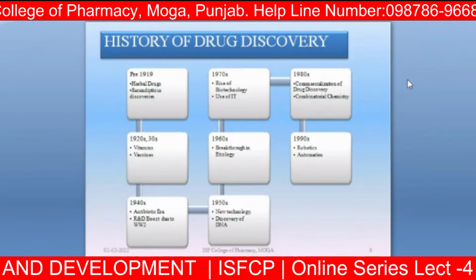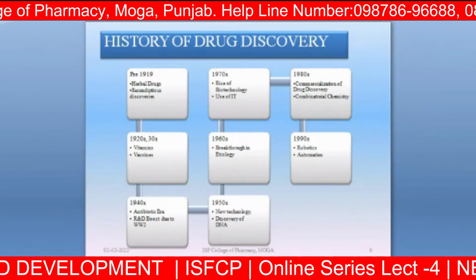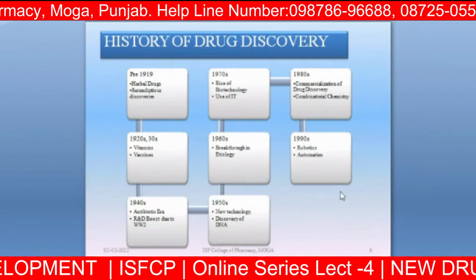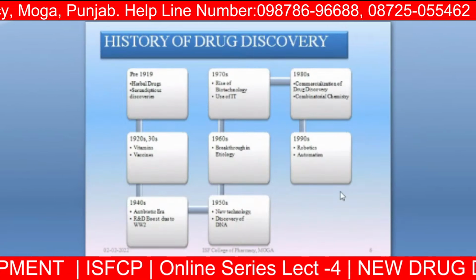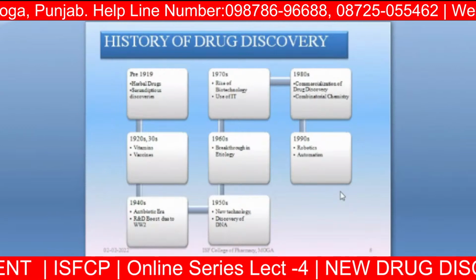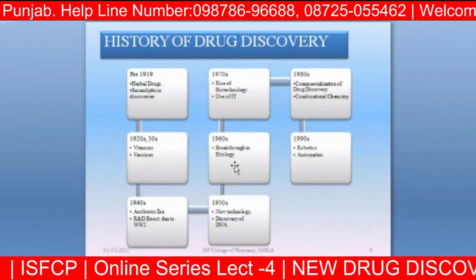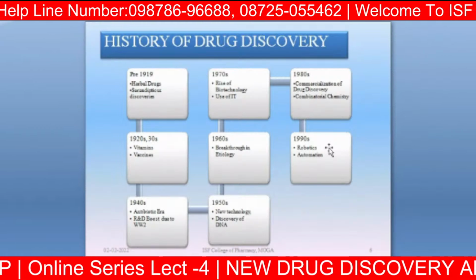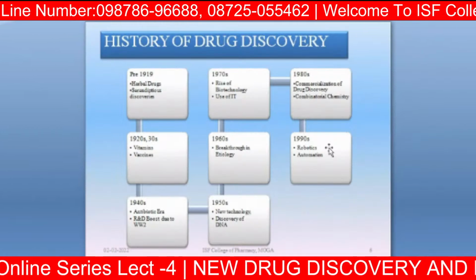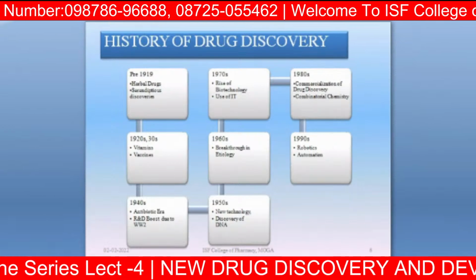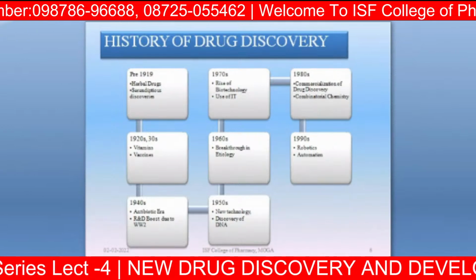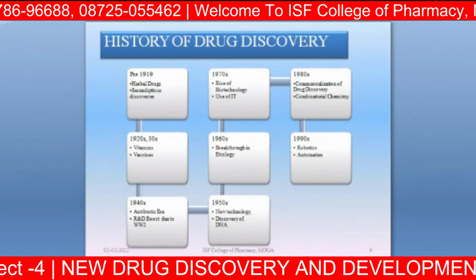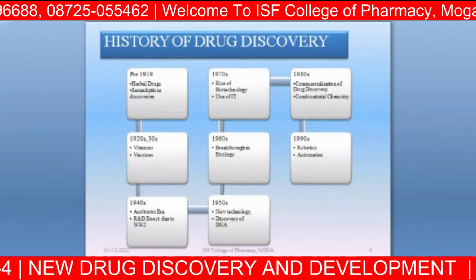In that case, most of the antibiotics were produced, and R&D boosted due to World War II. After World War II, there was improvement in the research and development phase, and in the 1950s, new technologies and discovery of DNA. In case of biotechnology, these things are going on, and nowadays, with the help of the latest techniques, things are going on in an advanced phase.